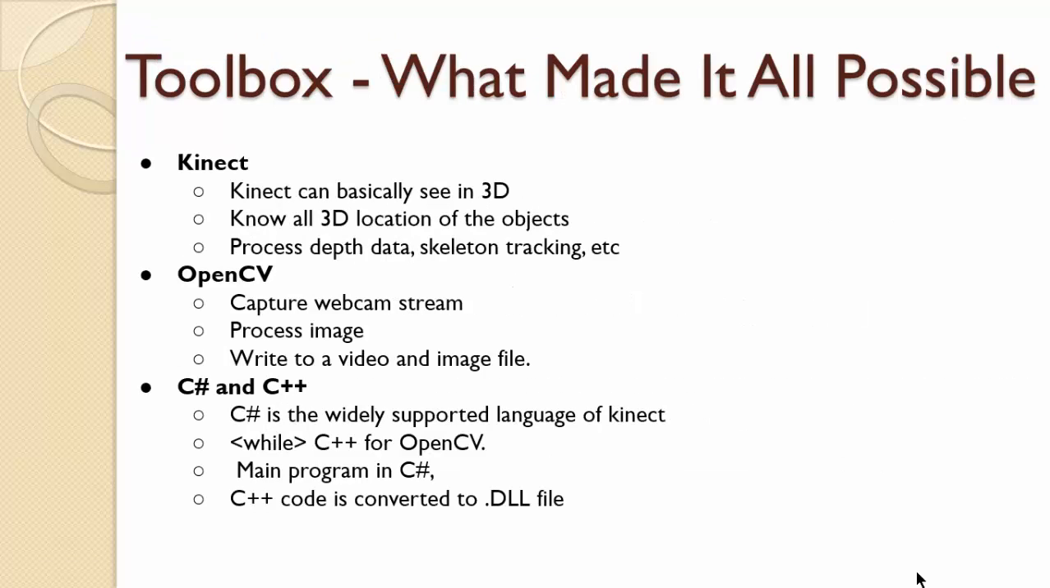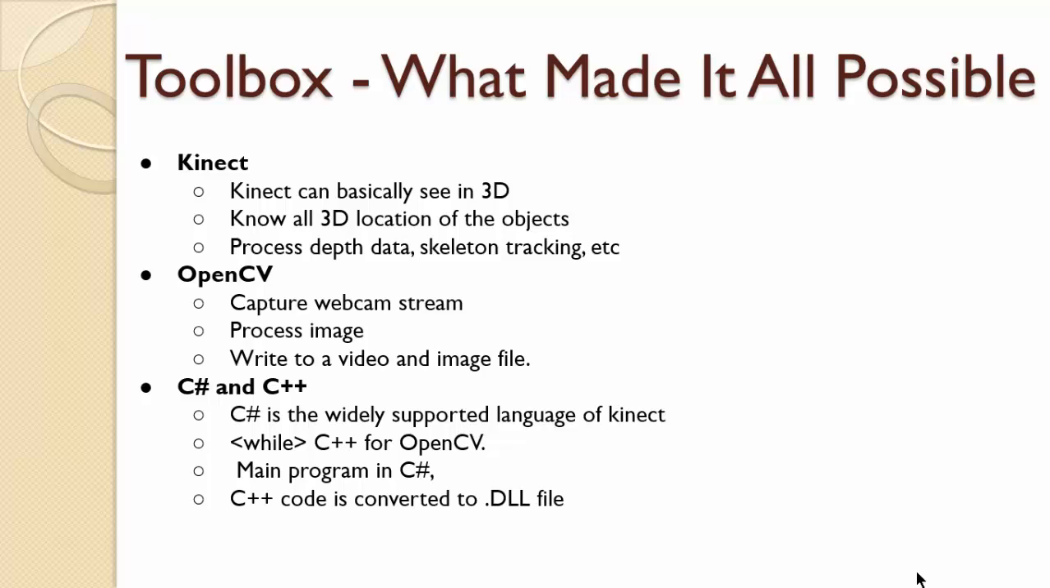In order to make our system work, we have different toolboxes that we had to use. First is Kinect. Kinect can basically see in 3D. It knows all the 3D locations of the objects. It can process data such as the depth data, skeleton tracking, and etc. And we also use OpenCV.